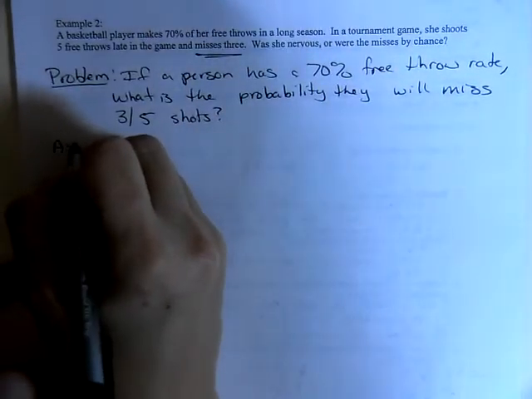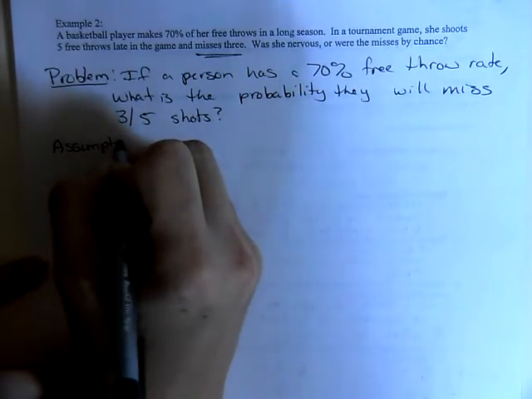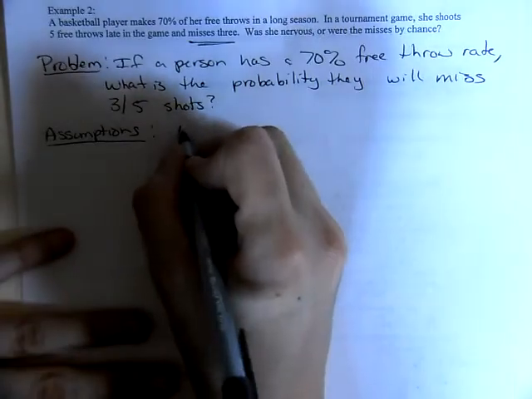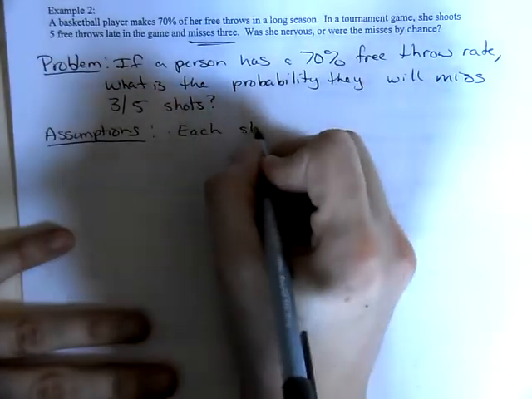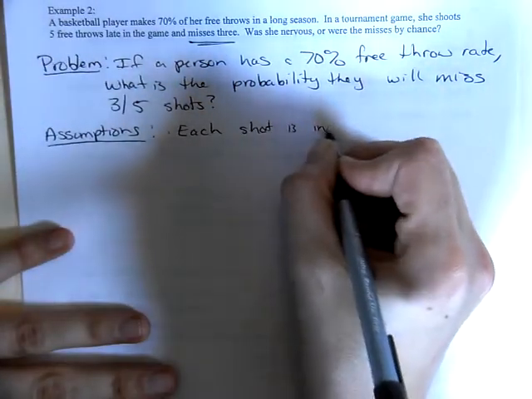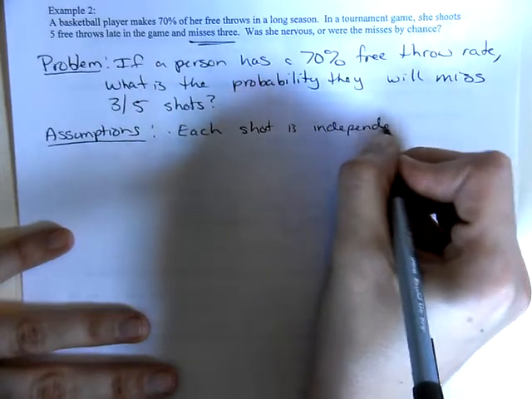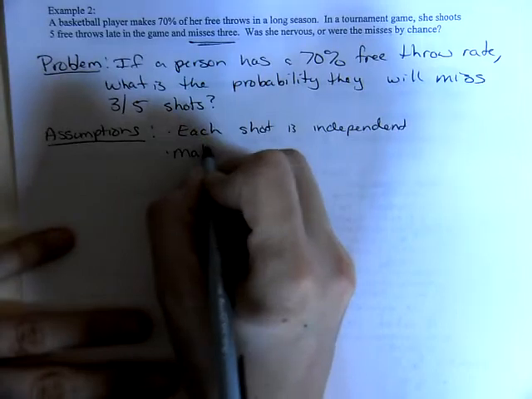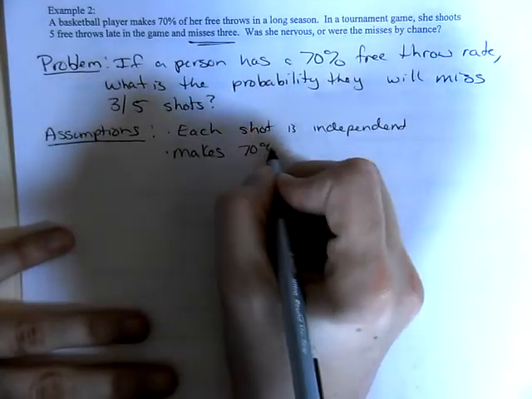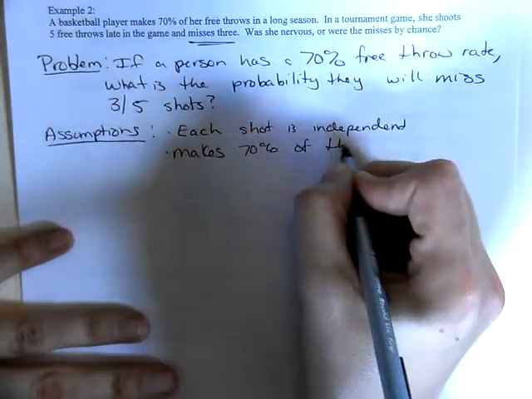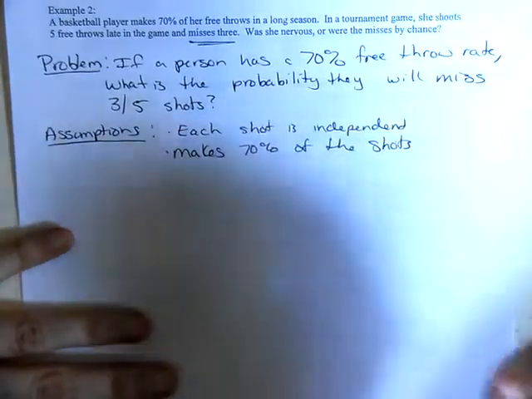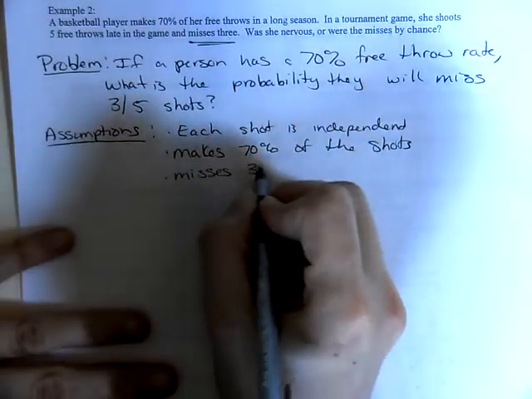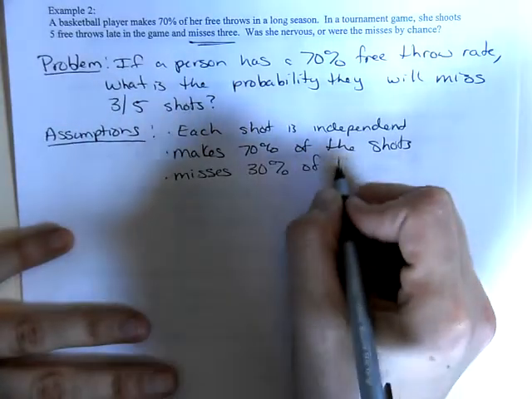So there's just a couple assumptions. And really the important part here is to know the assumptions. Again, each shot is independent, just like each question was independent. We know that she makes 70% of the shots she takes, which means she misses 30% of the shots.